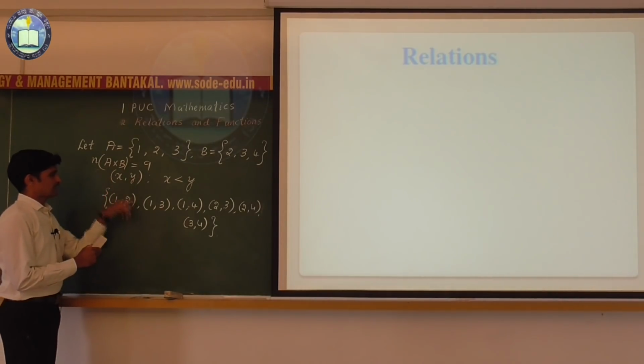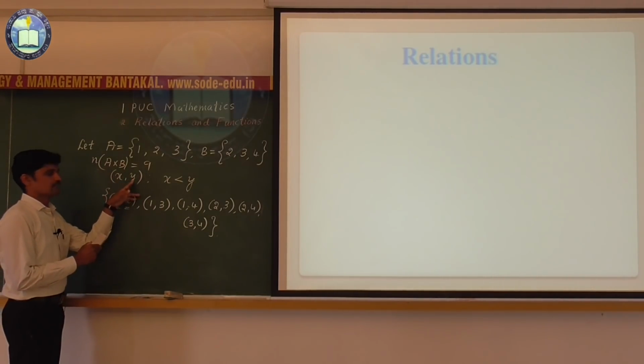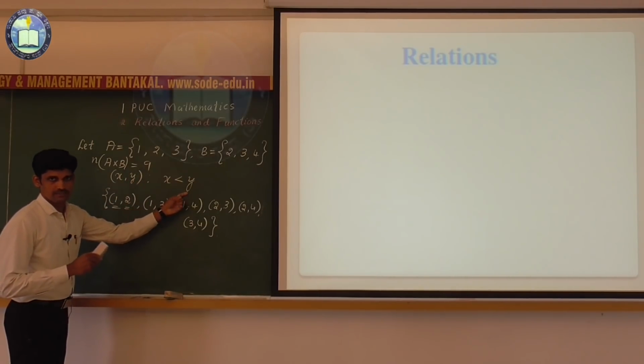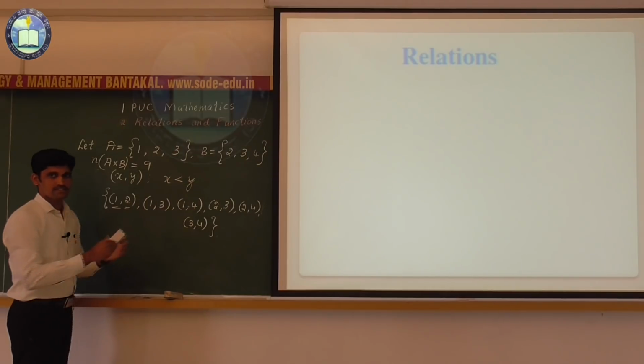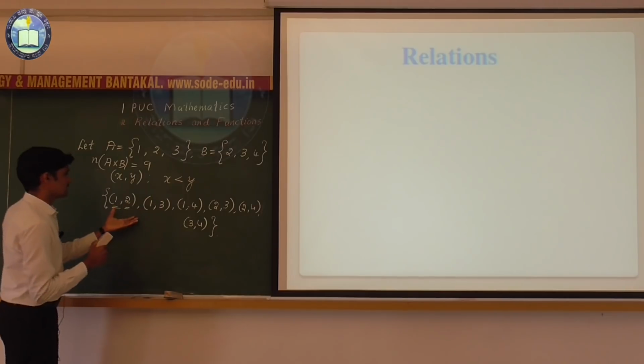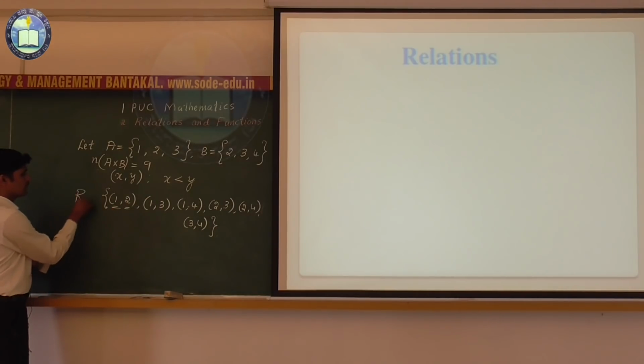x is less than y. The first element is always less than the second element. That is the relationship between x and y. The relationship between x and y here is less than. x is less than y. So this is the set. This set is denoted by R.